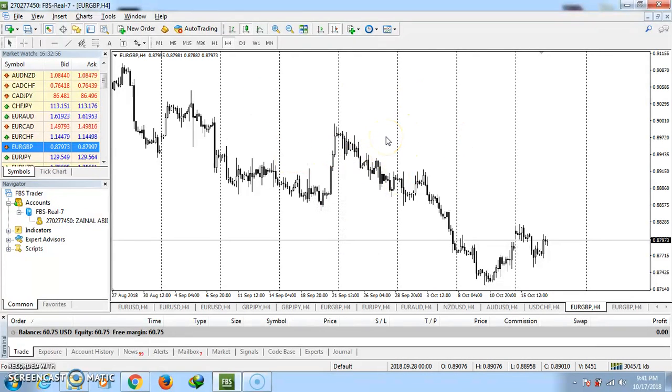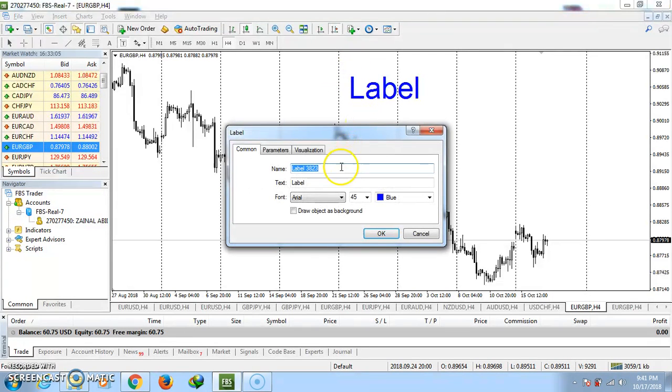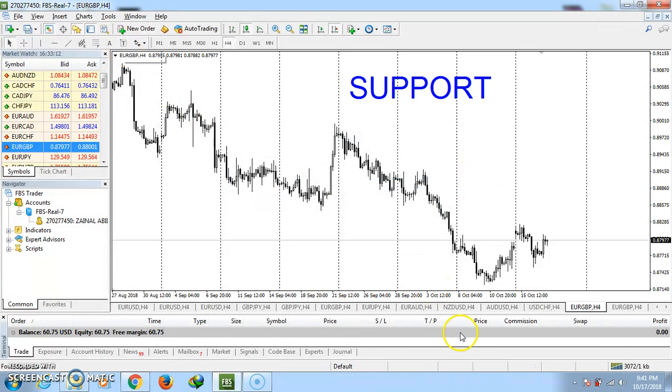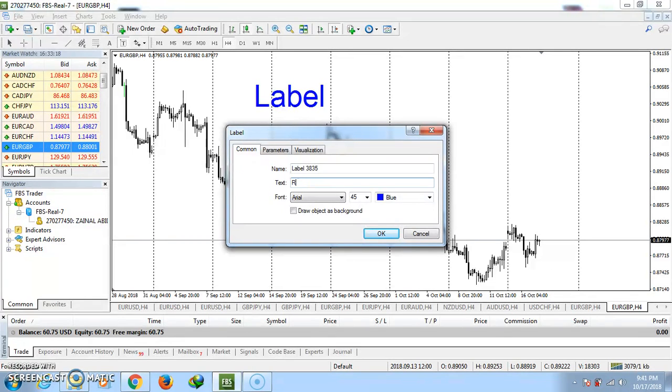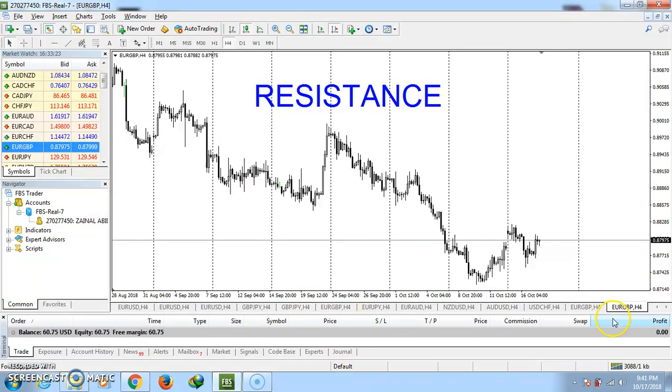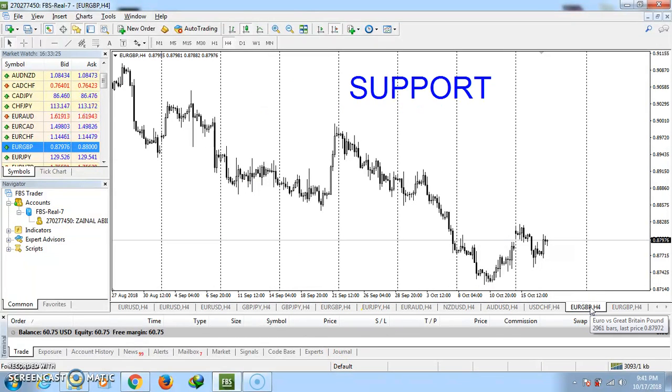Now I'm going to talk to you guys on how I mark my support and resistance. Before marking my support and resistance, I will tag my chart as I prefer. For this chart, I will just put on support here. You can choose the text here, and for the second chart, I will use two charts with the same pair. Here, I will just put on resistance. Okay, for the support side, support means the lowest price of the week.